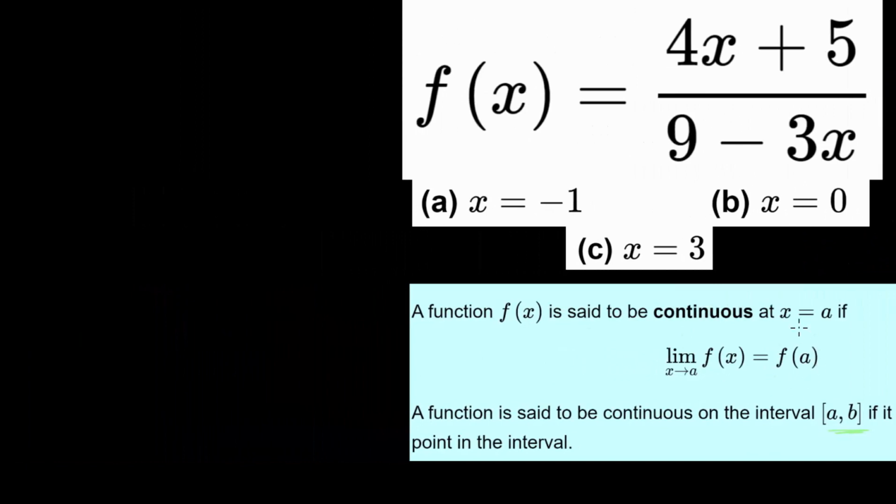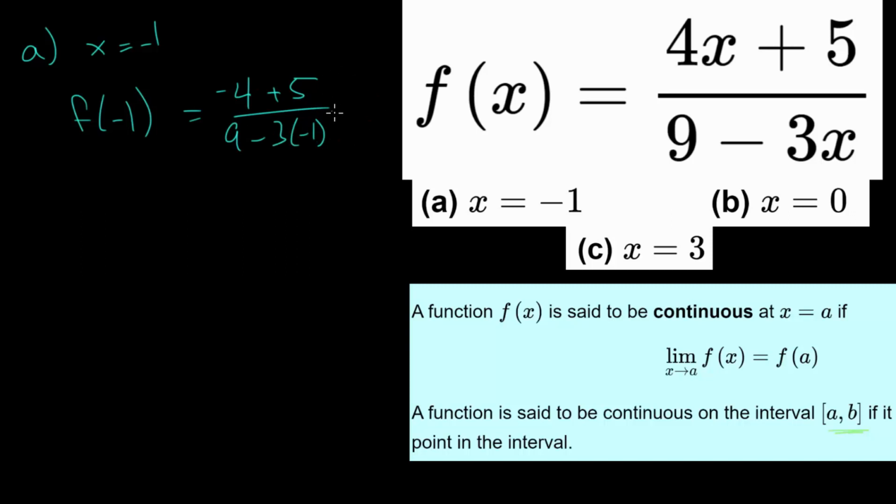We can start by just looking at whether or not the function exists at each of these 3 points. So we can start with a, when x is equal to -1. If we plug our value of x into the function, we get 4 times -1, which is -4, plus 5. And we have 9 minus 3 multiplied by -1. We get 1 up top, and down below we have 9 plus 3, which is 12. So the function exists at this point.